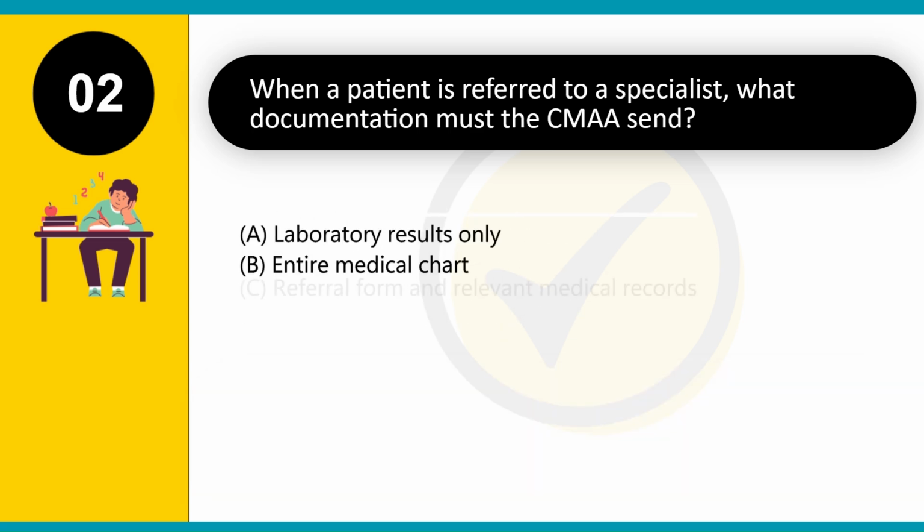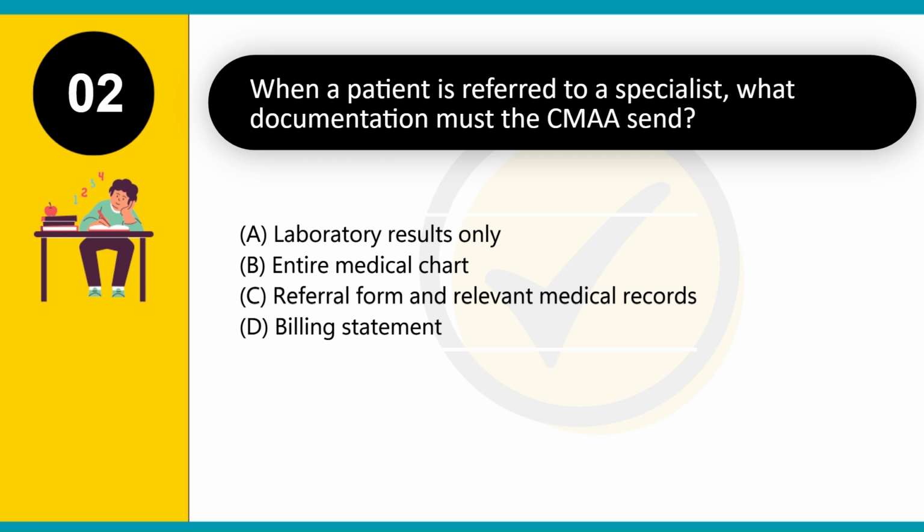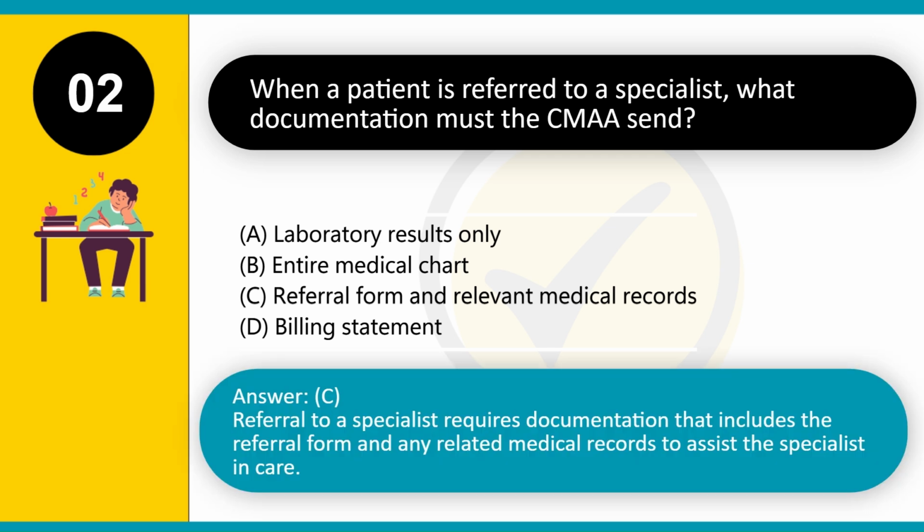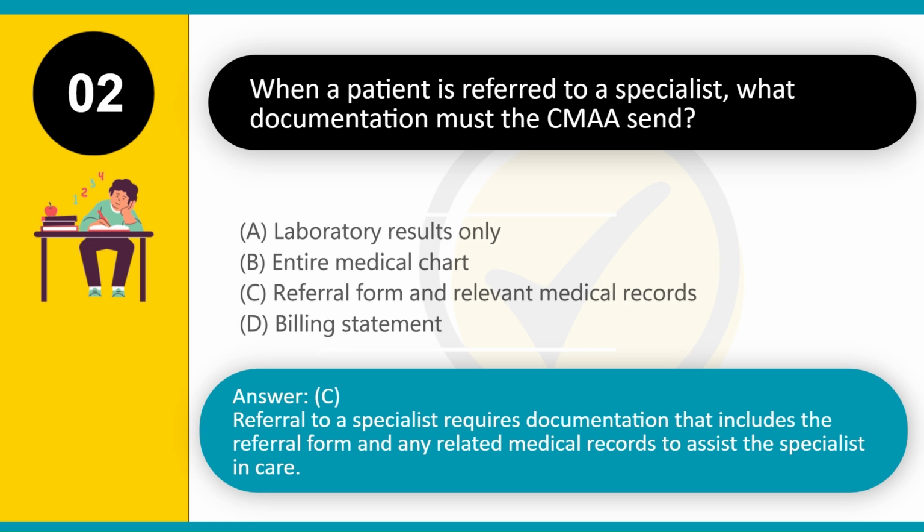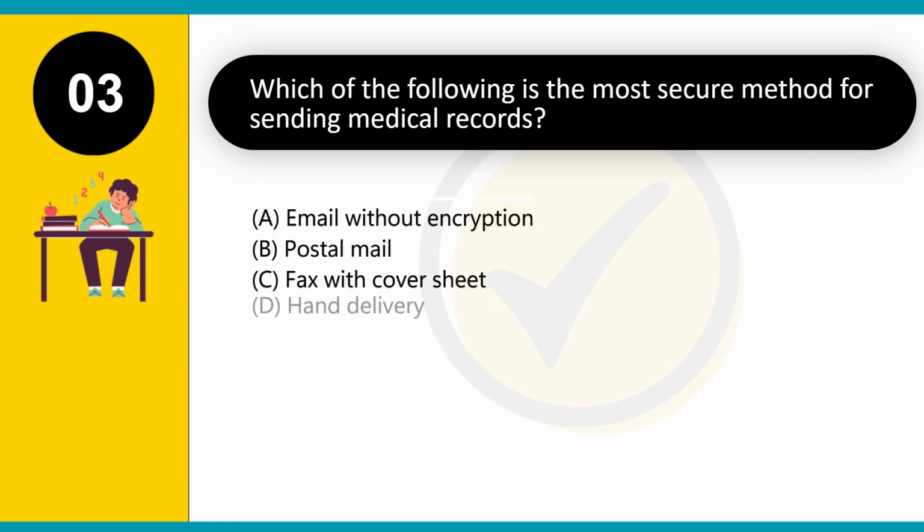When a patient is referred to a specialist, what documentation must the CMAA send? A. Laboratory results only. B. Entire medical chart. C. Referral form and relevant medical records. D. Billing statement. Answer, C. Referral to a specialist requires documentation that includes the referral form and any related medical records to assist the specialist in care.